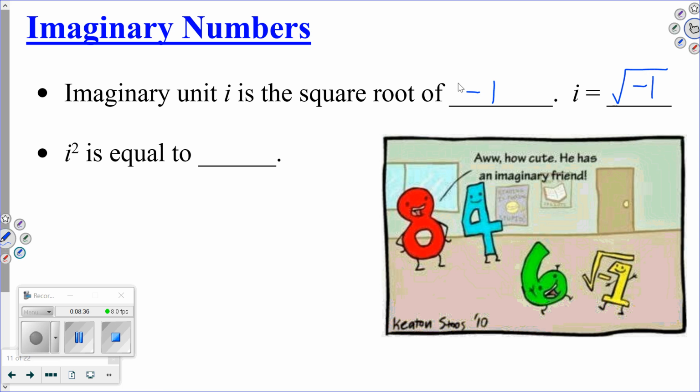So what's i squared equal to? Oh, I heard 1, I heard negative 1. Well, if i is the square root of negative 1, if I square both sides of my equation, keeping it balanced, right? So then that would mean i squared is equal. What does a square and a radical do to each other? They cancel each other out. So it's equal to just negative 1.